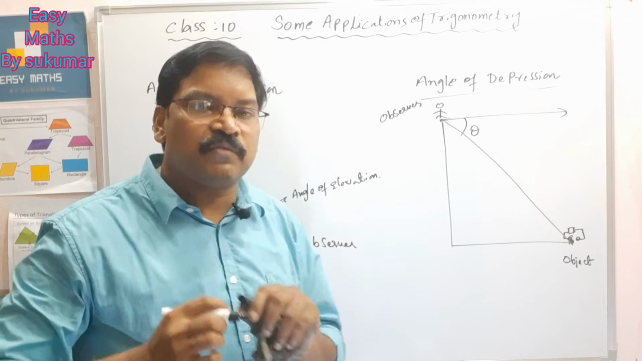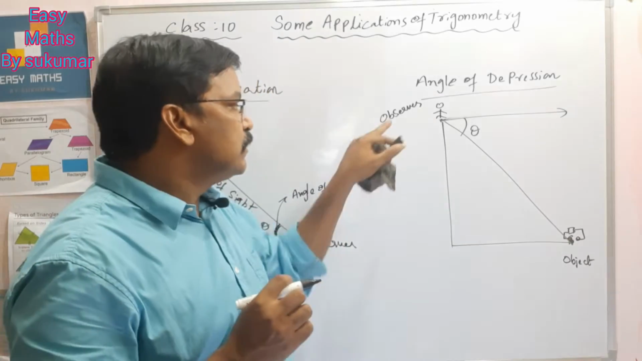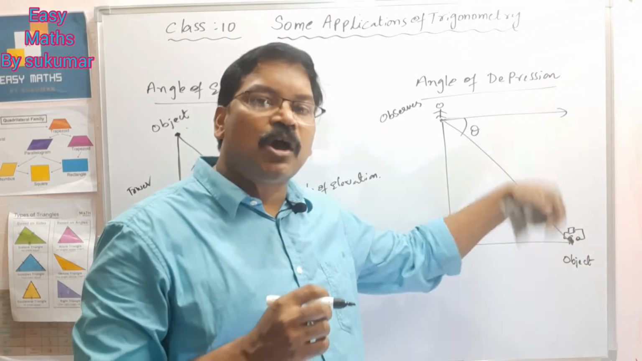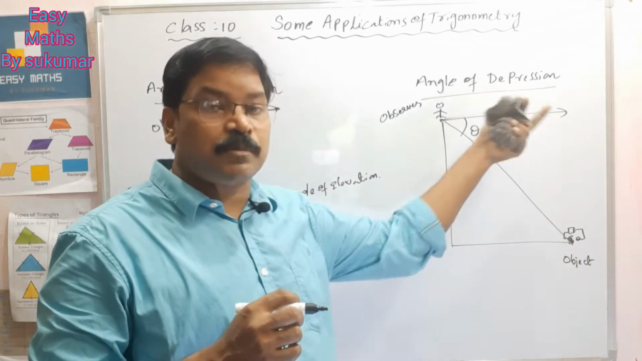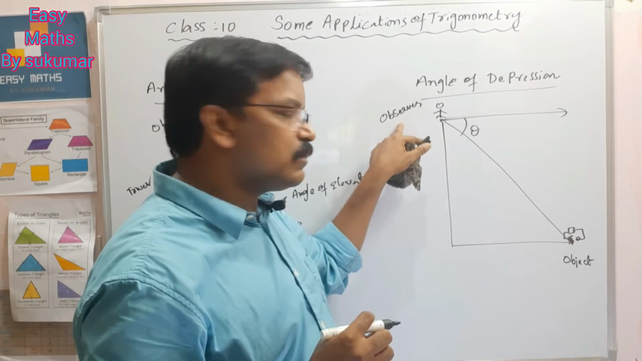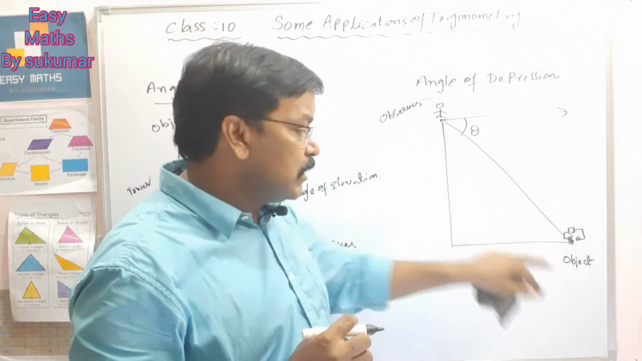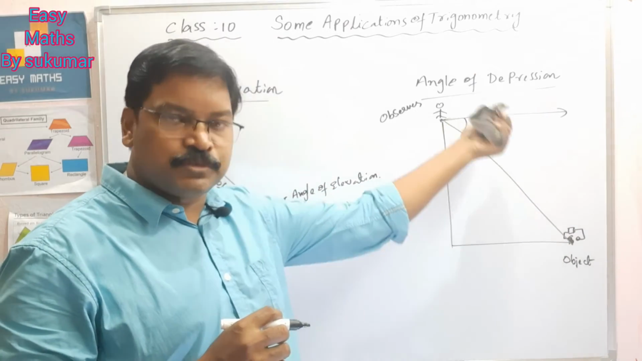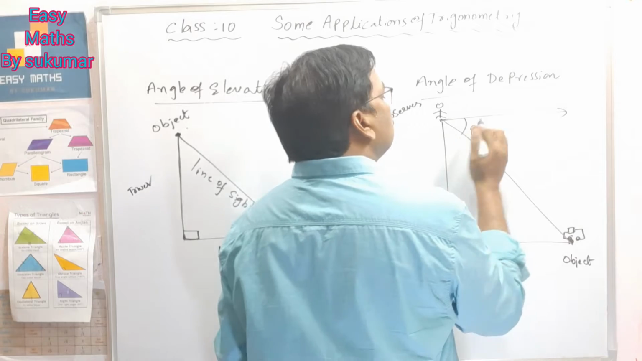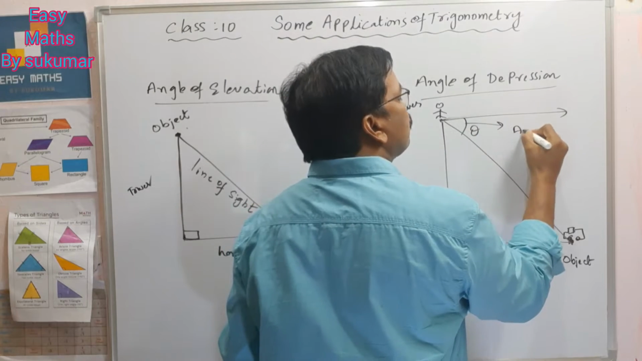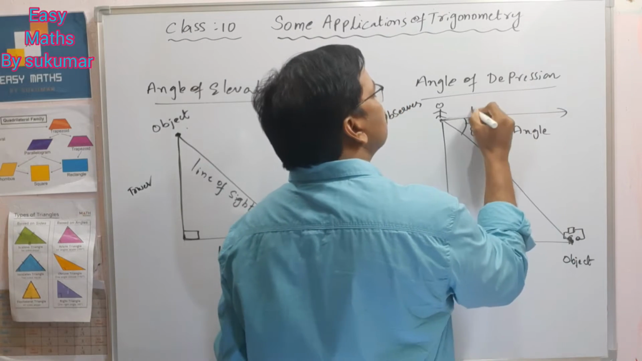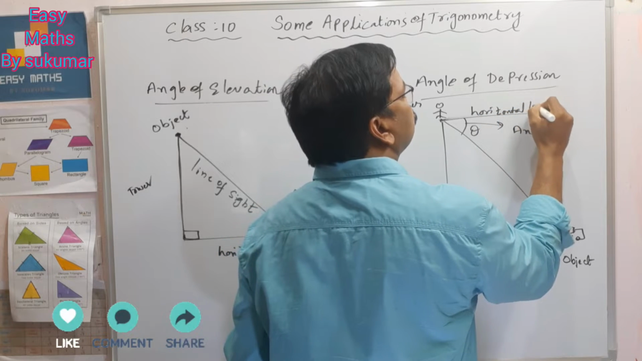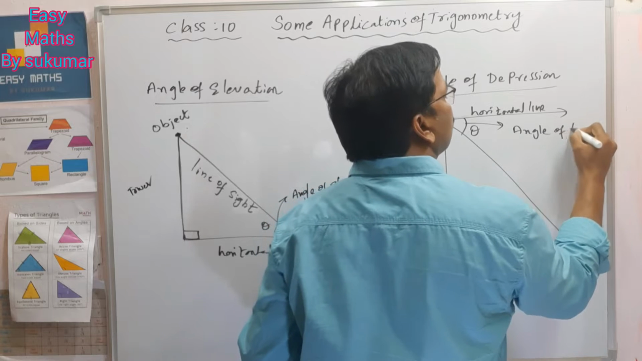Actually, this angle of depression is formed when the observer is above the object. Here the observer is here and the object is here. So when the observer is above the object, then that angle is called angle of depression. This is the horizontal line.